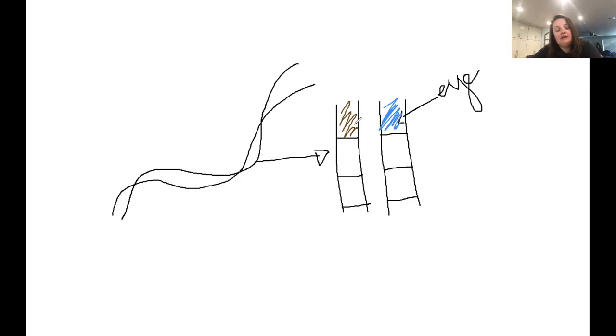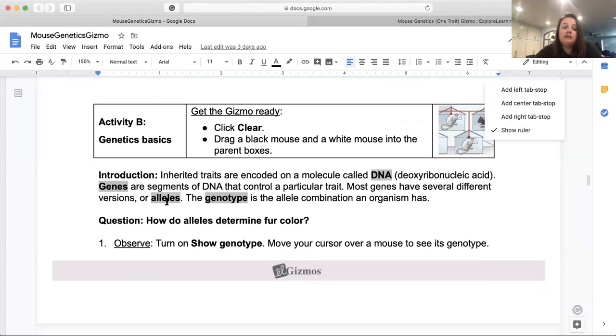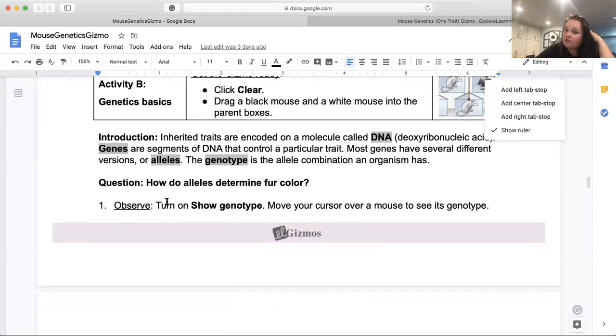So brown is dominant. As long as you have one brown allele, you'll see brown. The gene is eye color, and the allele is the two different colors. So you could have a blue allele or a brown allele. Does that make sense? If not, send me your questions. Going back to our Gizmo, it says most genes have several different versions or alleles. So for your eye color, there's several different versions you could have. The genotype is the combination of alleles that you get. You're going to have two alleles, one from each parent.